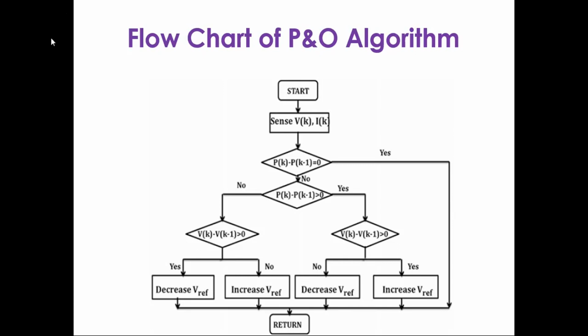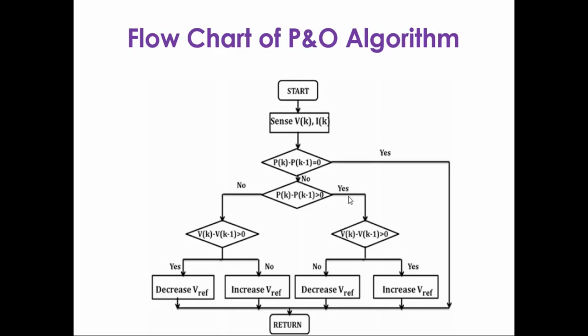If this condition says no, then you check it for the voltage. If the previous voltage is greater than the past voltage, if yes, then we need to decrease V reference by a certain perturbation variable. So what is our equation? What I spoke: V reference equals V reference k minus 1 plus or minus C. In this case, the minus C will be introduced over here, and in this case, the plus C will be introduced.